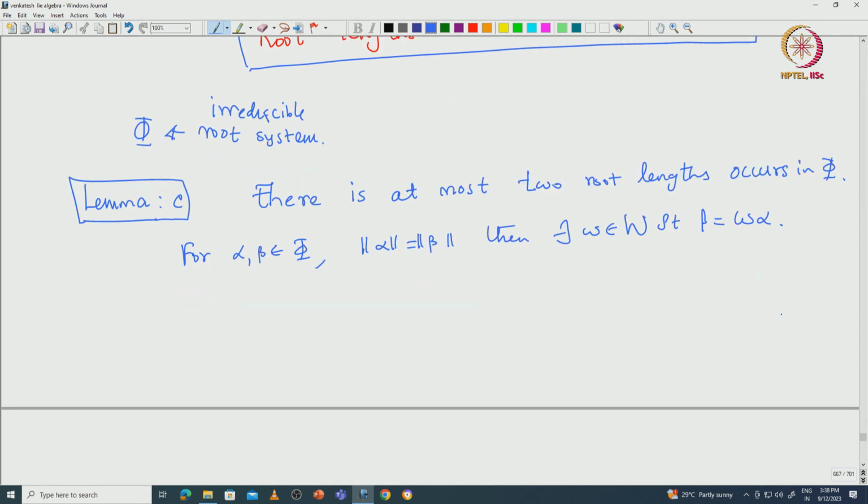So, that means two roots are conjugate if and only if the lengths are the same. Okay, so let us see how to prove this. For this we need to understand the Cartan numbers or the ratio of these root lengths.